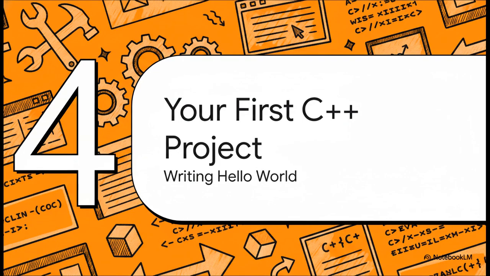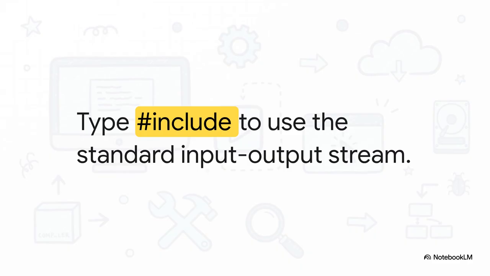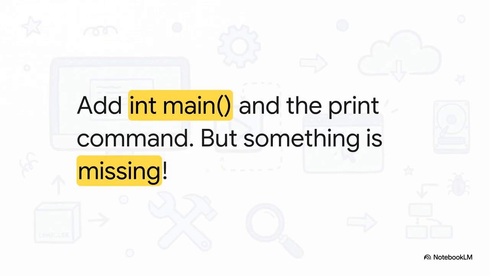This brings us to Section 4, your first C++ project. It's time to write Hello World. When we hit the live coding segment, the curriculum starts by including the standard input-output stream. The educator's goal right here is to carefully explain that this line is really just borrowing some pre-written code. It's the exact thing that gives our program the magical ability to print text out to the screen. Next up, we add our main function and the actual print command. But here's the kicker. The guide specifically instructs the teacher to intentionally leave out a critical piece of syntax at the very end of that line.